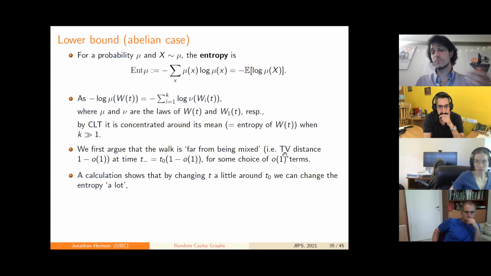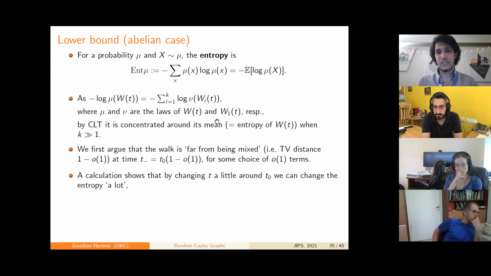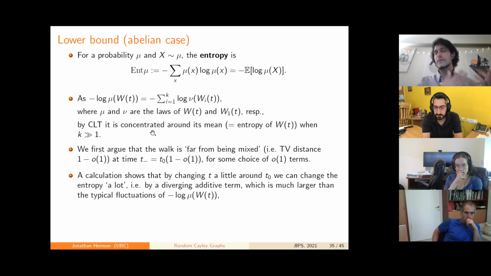Okay, and we're going to prove this for some choice of little o of 1 terms. So a calculation which is not very fun shows you that if we change the time t a little bit around the entropic time, we can actually change the entropy a lot. So we change the expectation of this random variable a lot, and a lot means by a diverging additive term. But not only a diverging additive term, this additive term is going to dominate the typical fluctuations of the random variable whose mean is the entropy.